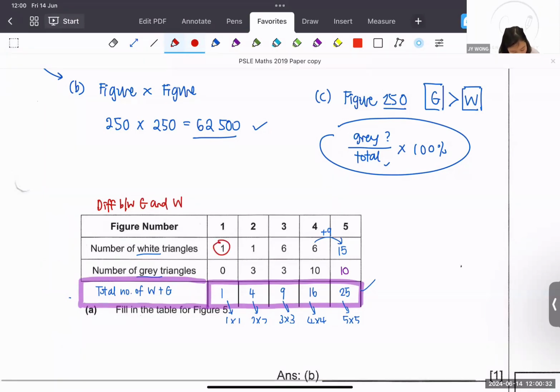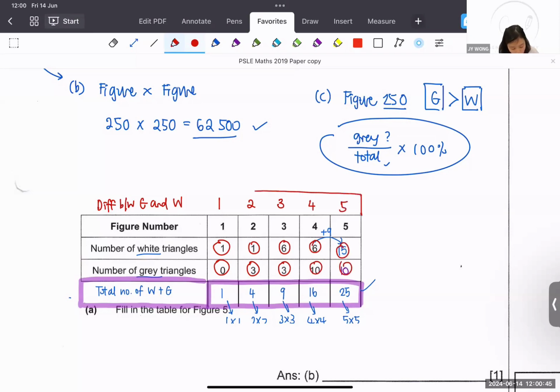So between gray and white, 1 minus 0 is 1. 3 minus 1 is 2. 6 minus 3 is 3. 10 minus 6 is 4. 15 minus 10 is 5. So you will notice that the difference between the numbers of gray and white is actually the figure number.